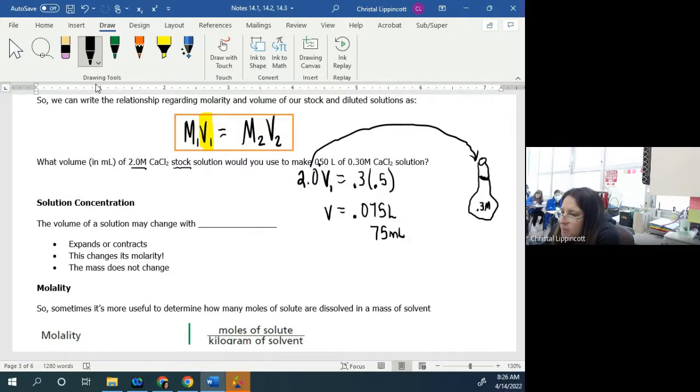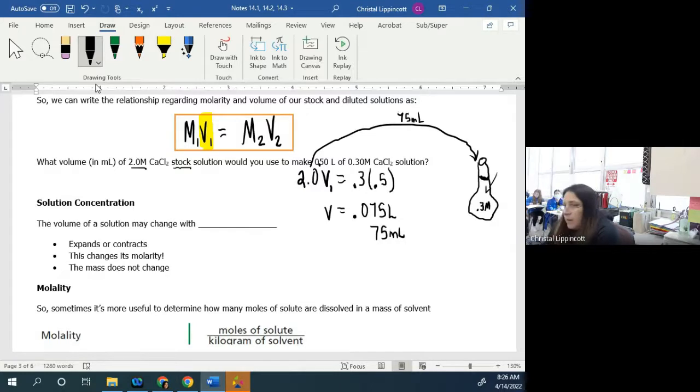So I'm going to have my 2 molar. I'm going to add 75 milliliters into here. And then I'm going to fill the rest of this up with water. That makes sense how you do those? This is your lab next week, so you need to make sure you know how to do this.